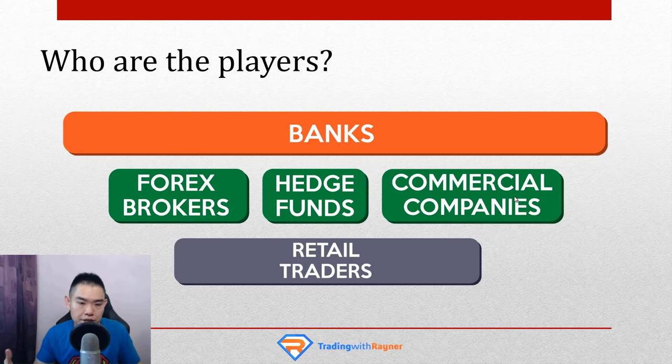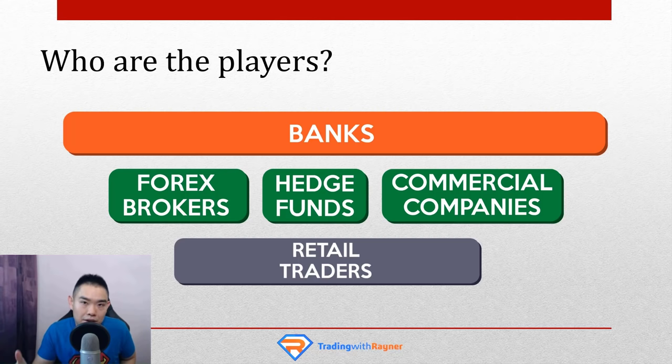So for example, how do commercial companies and banks work hand in hand? Very simple. Let's say a company like, again, Toyota, they know they want to buy rubber from India. They can't use yen in India because the Indians might think, what is this piece of paper? Am I supposed to make a paper plane out of this?